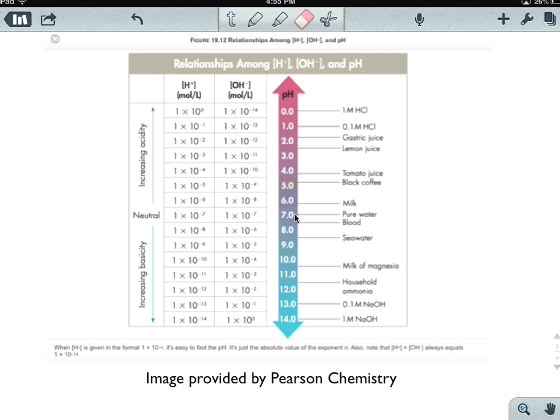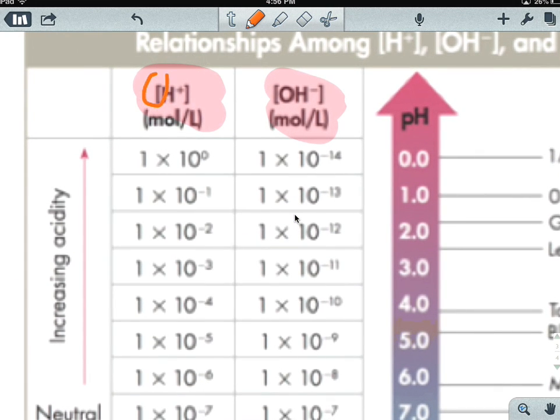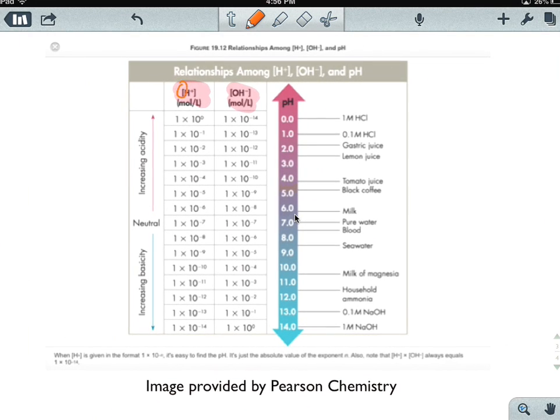Okay, guys, let's start talking about just the pH scale and what it is. This image was given to us by the Pearson book, but basically it's showing us the relationship between hydrogen ion concentration and hydroxide ion concentration. One thing I'll point out: when we look at these, you see those brackets. Basically that tells us it's going to be the molarity.